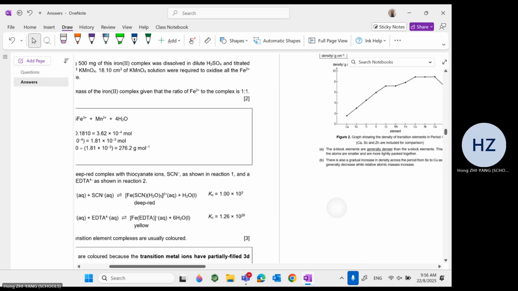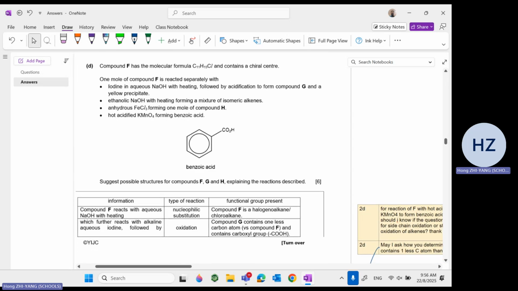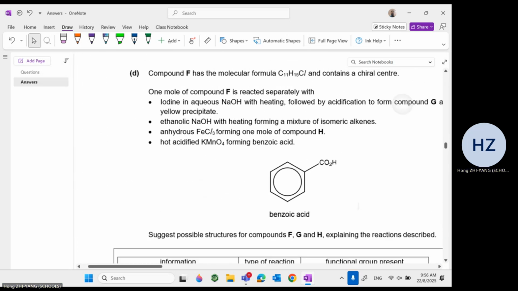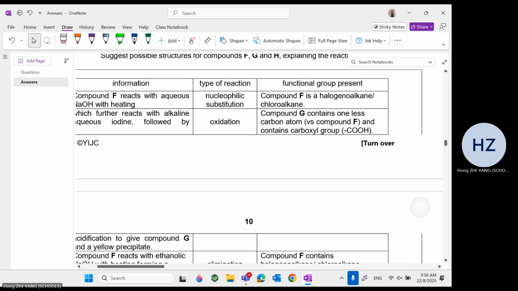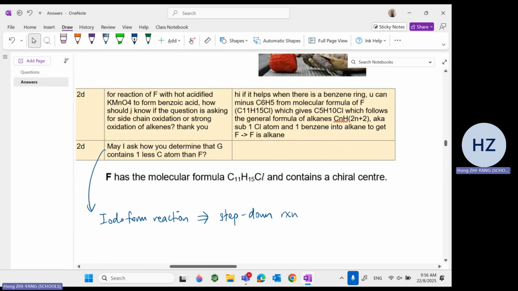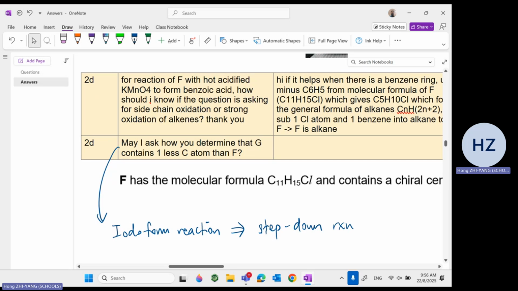All right, next we have, oh, this one. Okay, wow, this is a pretty fun question actually. Compound F. Okay, let's go for 2D. There was a query about compound F. Okay, for a reaction of compound F with hot acidified KMnO4 to form benzoic acid, how should I know that the question is asking for side chain oxidation or strong oxidation of alkenes? Thank you, but your thank you actually invited a response.